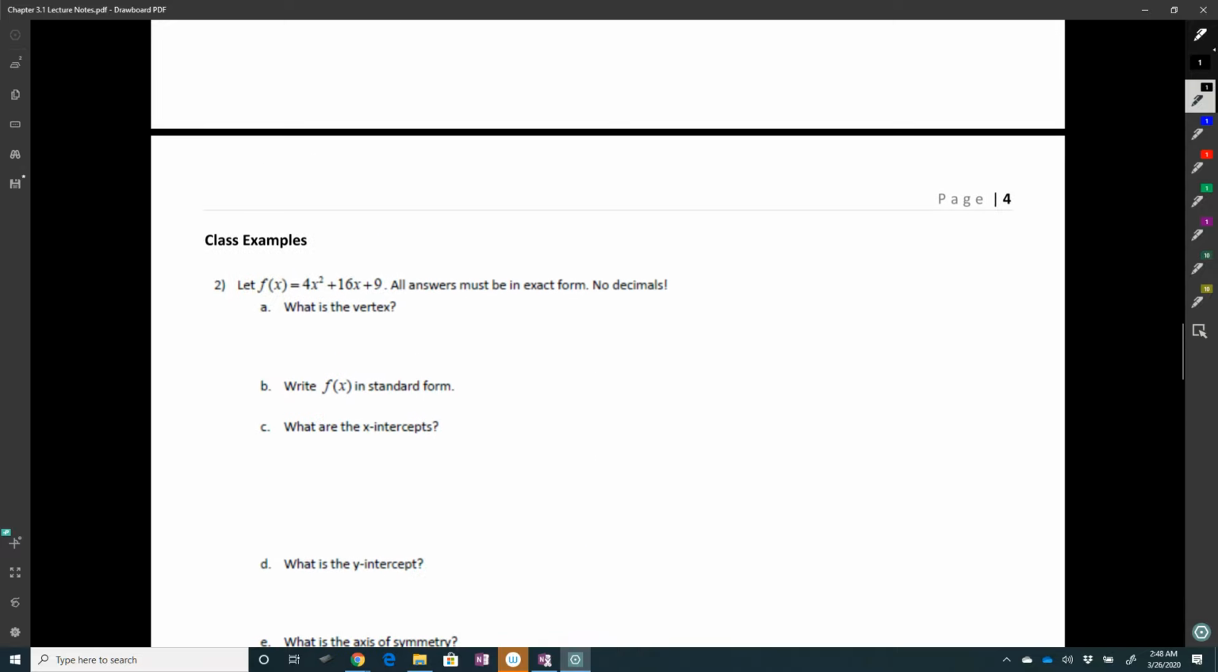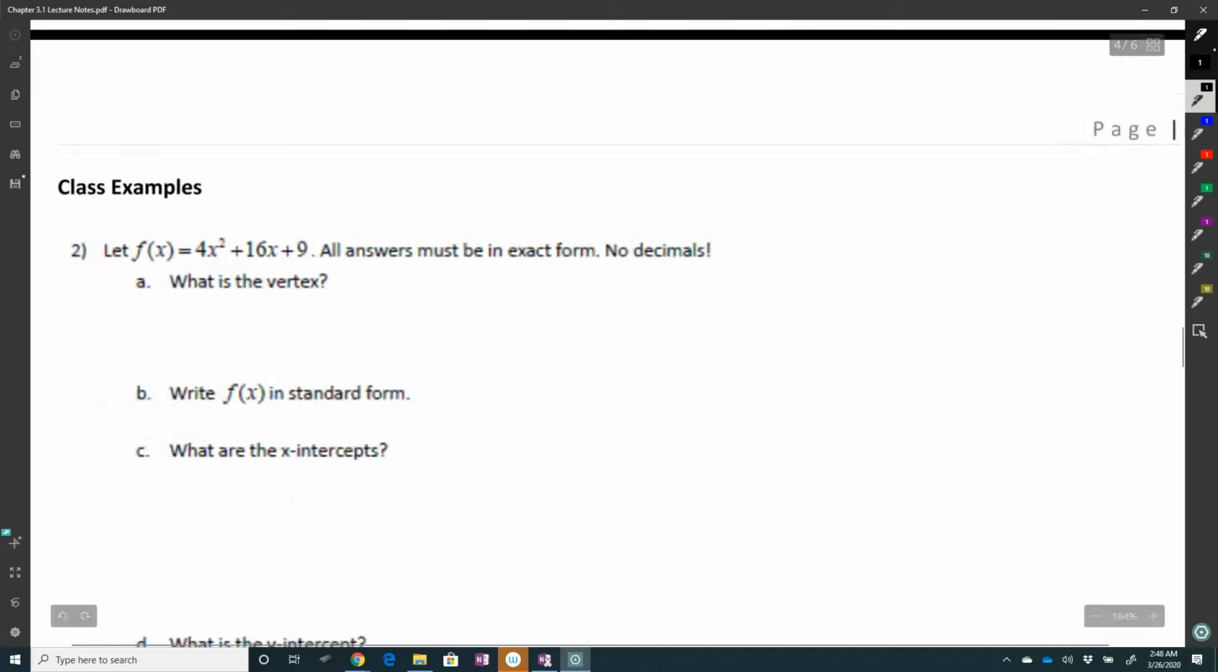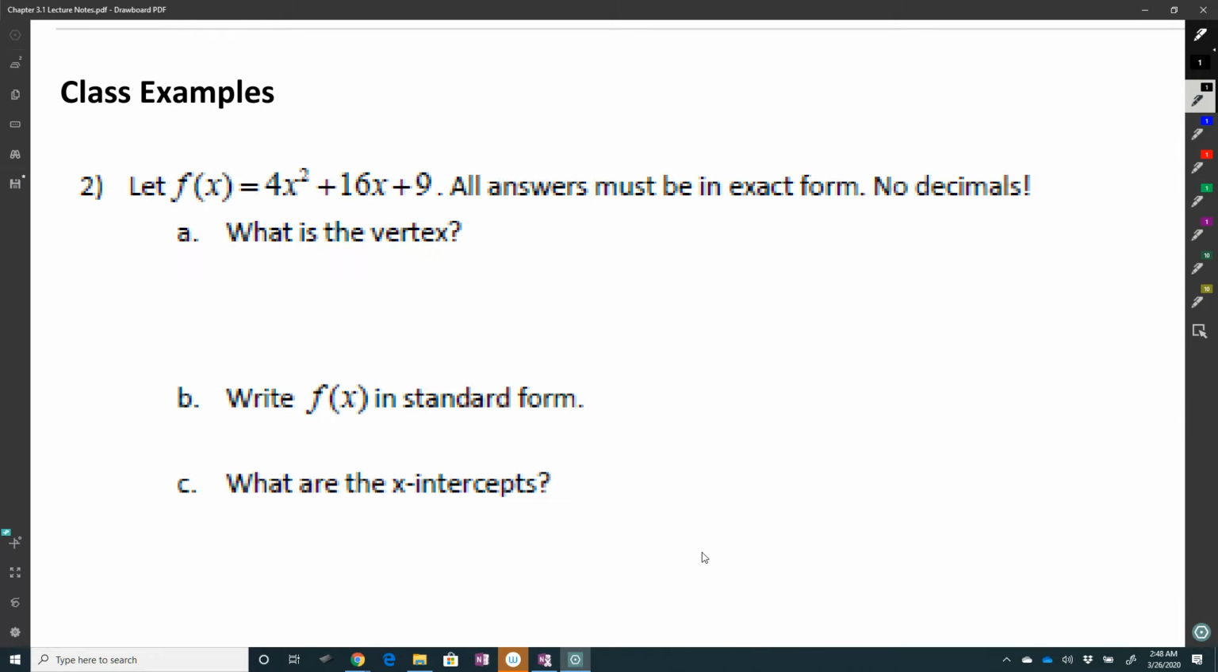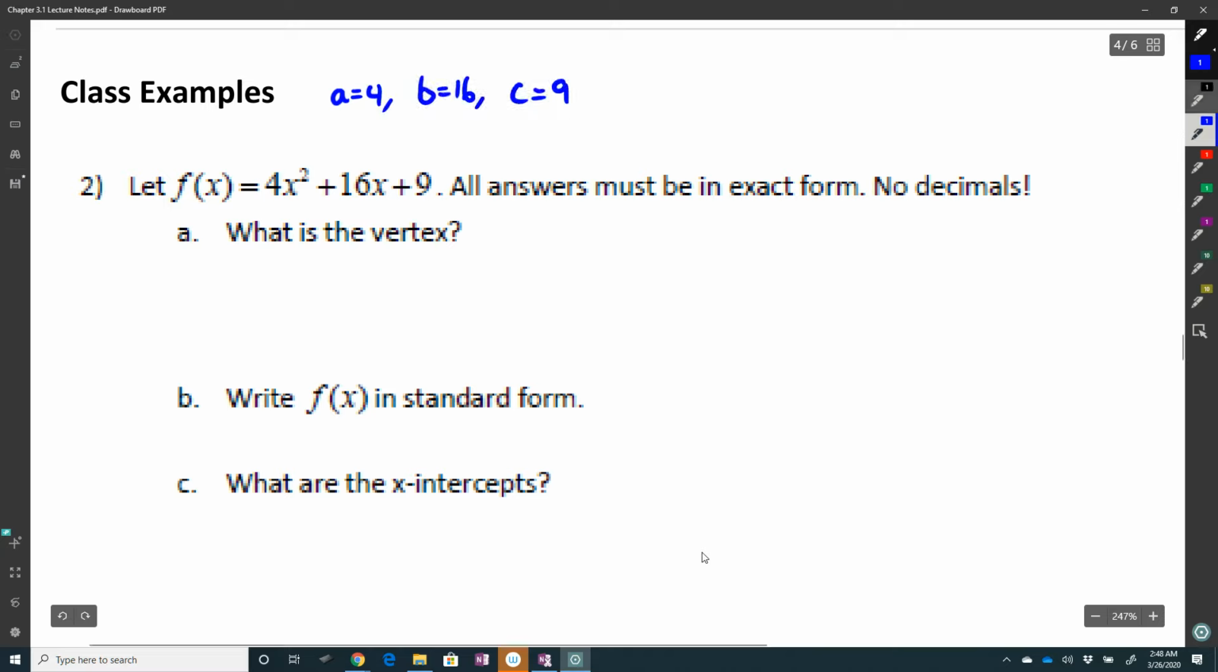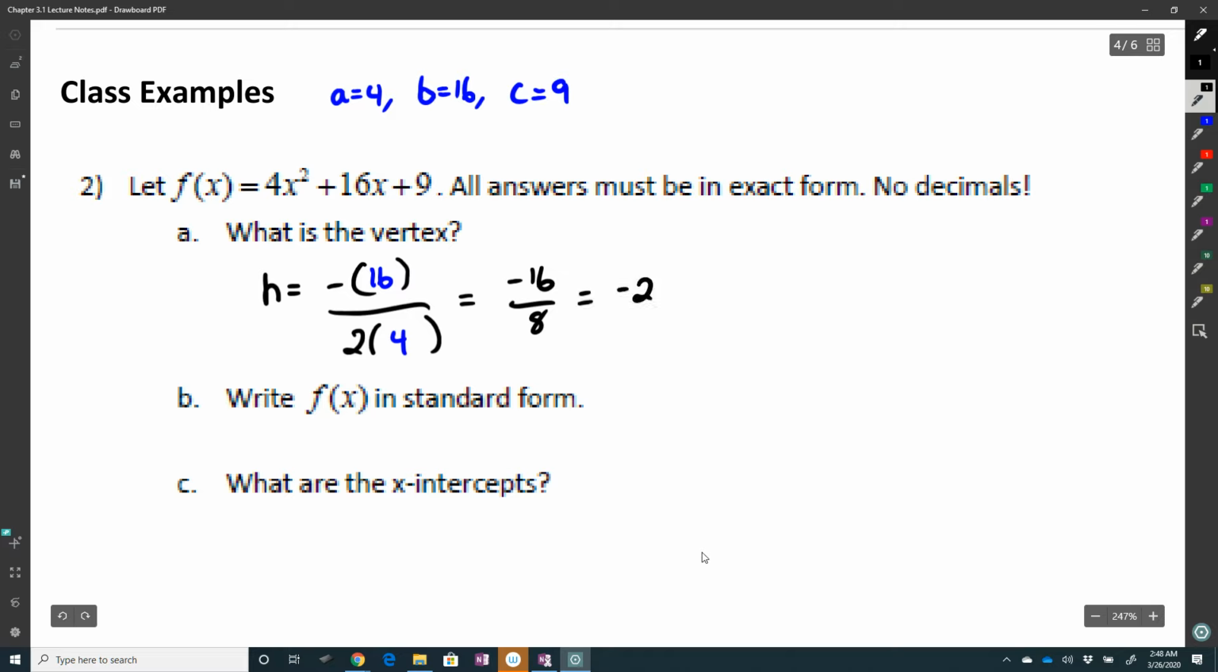All right, so let's go ahead and tackle this first problem, or let's see how you did. The first question asks, what is the vertex of this equation? All we have to do is, first, we know that A equals 4, B equals 16, and C equals 9. And so H is equal to negative B over 2A. So negative 16 over 2 times A, which is 4. That's negative 16 over 8, which is negative 2.